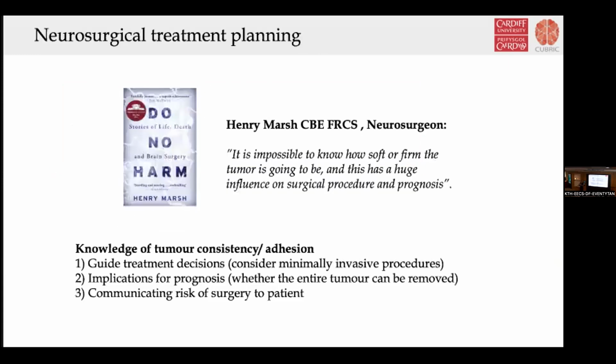So what we know is that the consistency of a tumour has direct implications for tumour resectability and prognosis. For example, soft meningiomas are a bit like toothpaste. They can use suction to get them out, whereas hard meningiomas may require a much more invasive resection and ultrasonic aspiration.